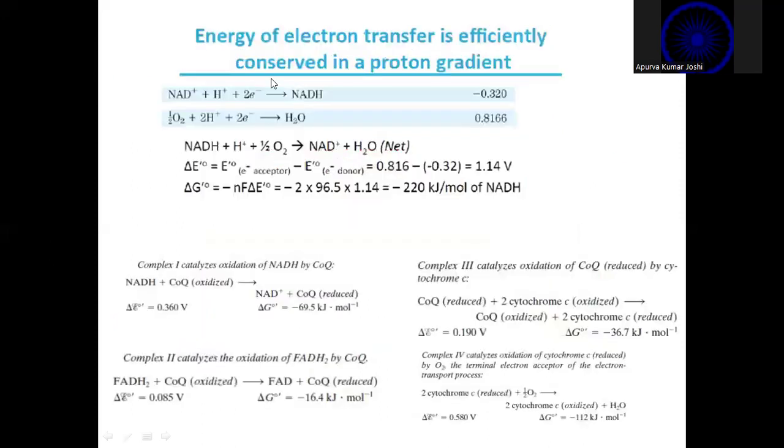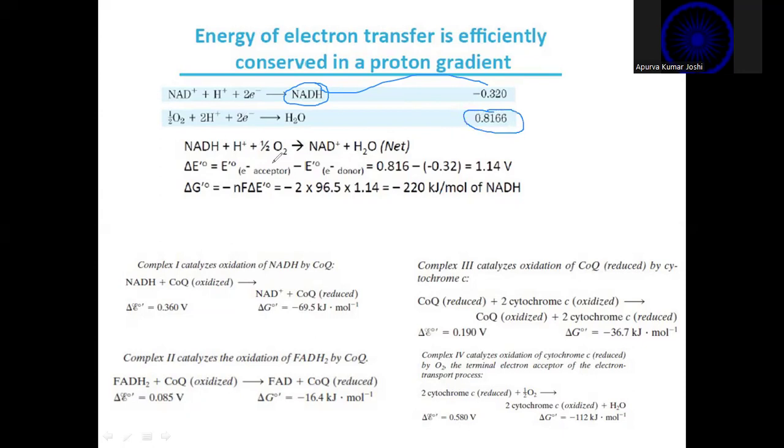Let's move on to the next slide. Now what you're looking at here is the reaction involving complex 1, complex 3, and complex 4. Complex 1 is the one that oxidizes NADH, and NADH has a redox potential of minus 0.3. Eventually, from complex 1 to complex 3 to complex 4, electrons will be accepted by oxygen, whose redox potential value is about 0.8.